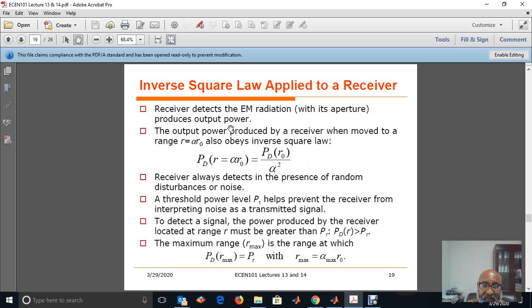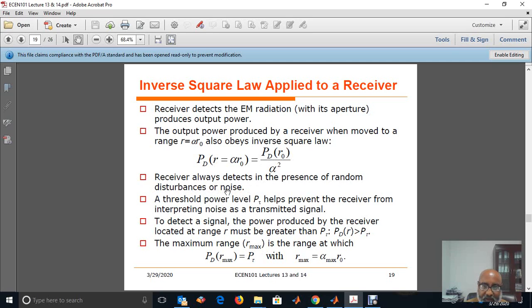So the receiver detects the electromagnetic radiation, and it produces an output power. The output power produced at a distance r equal to alpha times r naught is the power at the reference distance r naught divided by alpha squared. So we can apply the previous light intensity to power. With the power concept, we mean the transmitted power from the transmitting sensor and the received power at the receiving sensor.